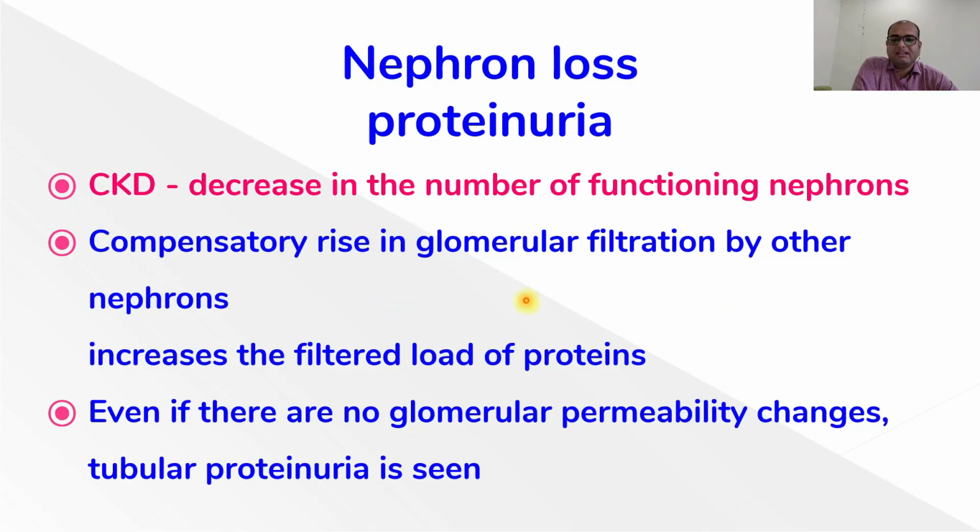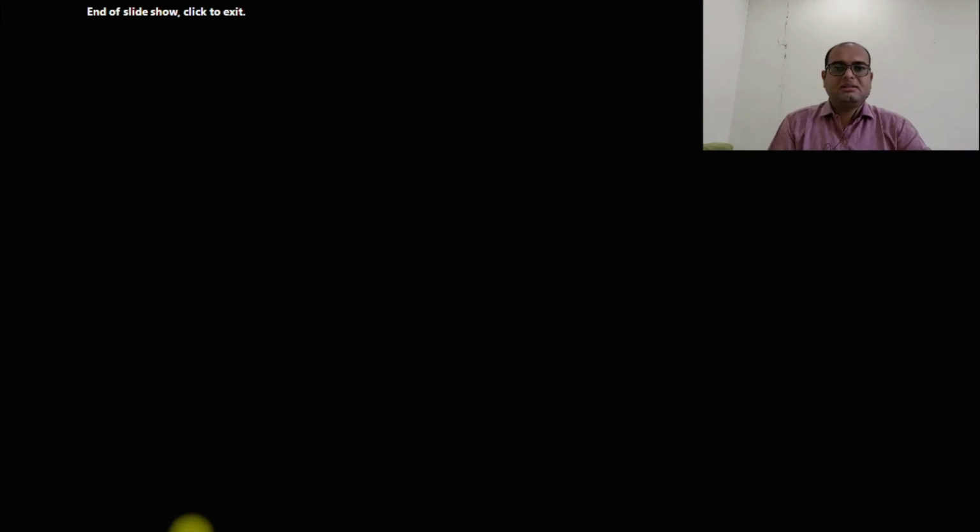So the glomerular filtration is increased in the other nephrons, and that leads to the filtered proteins being excreted. So this completes our discussion.